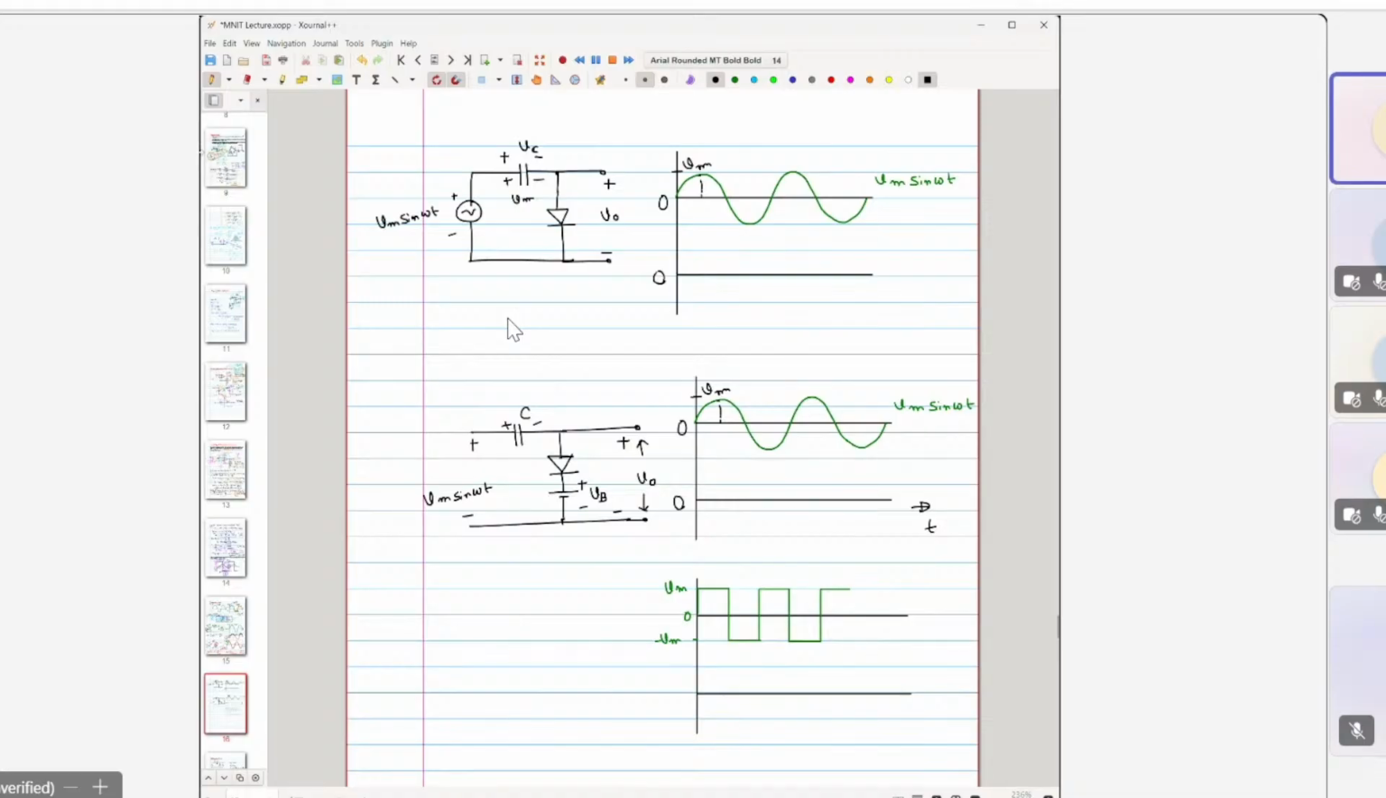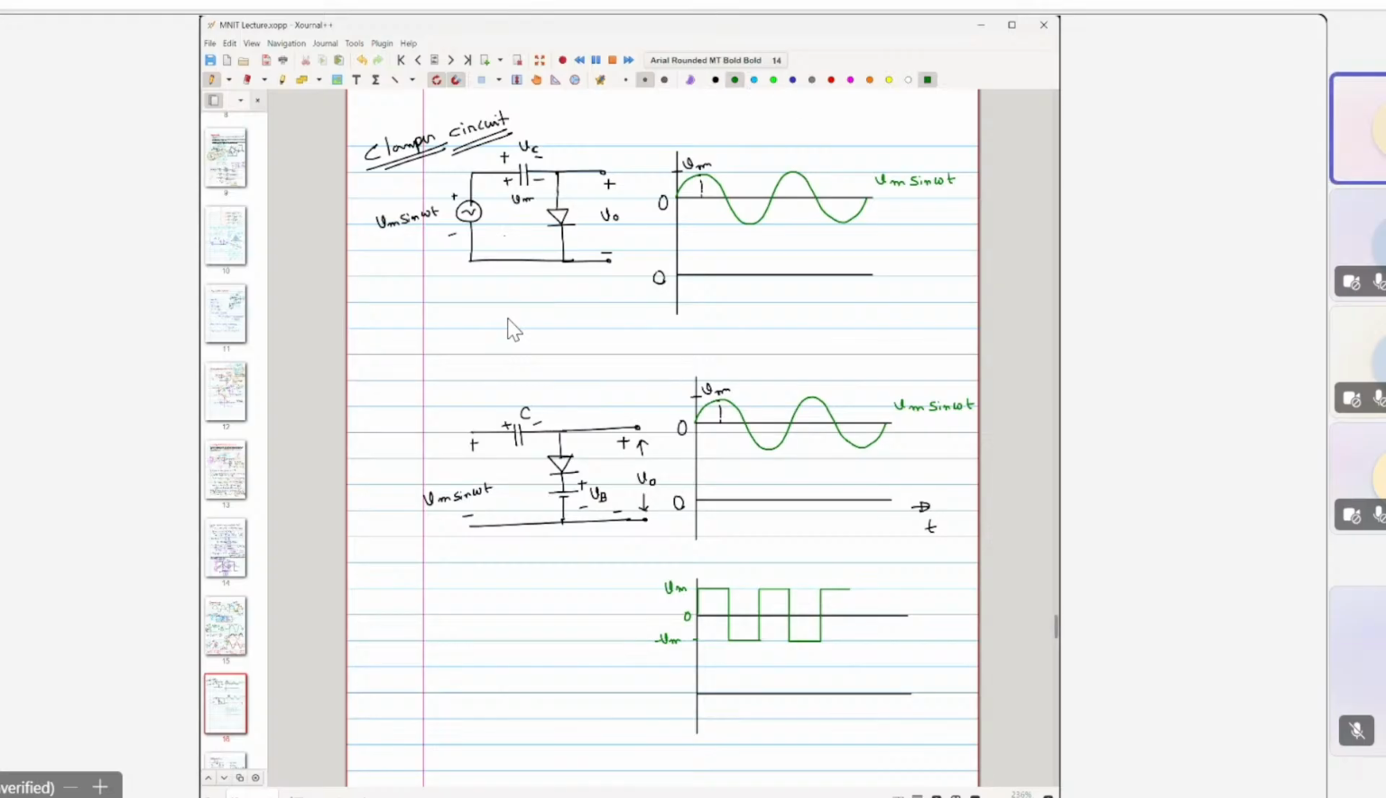Now here we will also discuss another wave shaping circuit, that is called the clamper circuit. So this clamper circuit basically uses a capacitor, diodes, as well as batteries. Okay. So batteries have not been used for the first circuit.